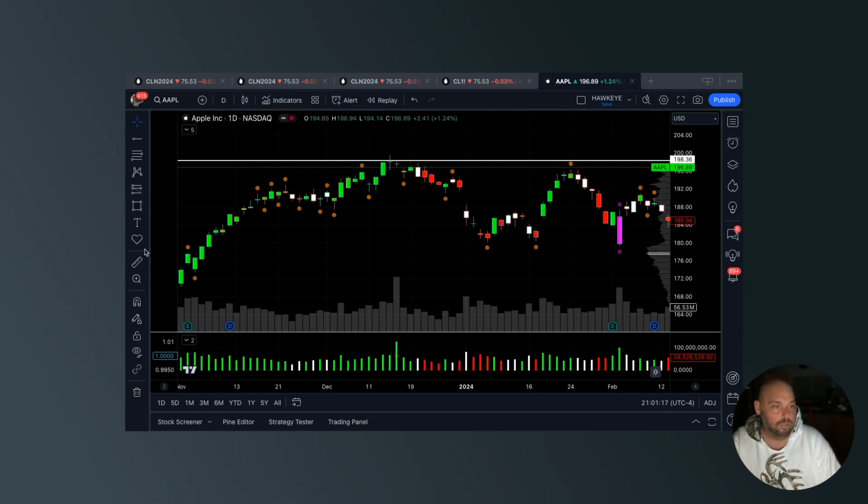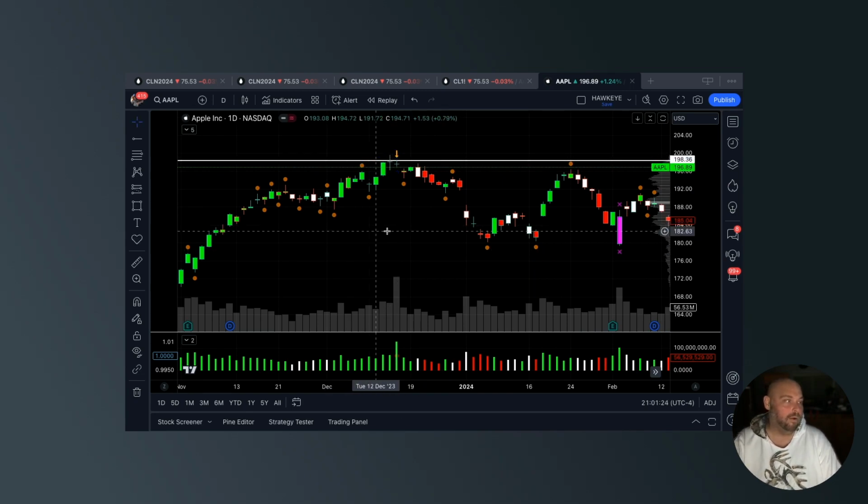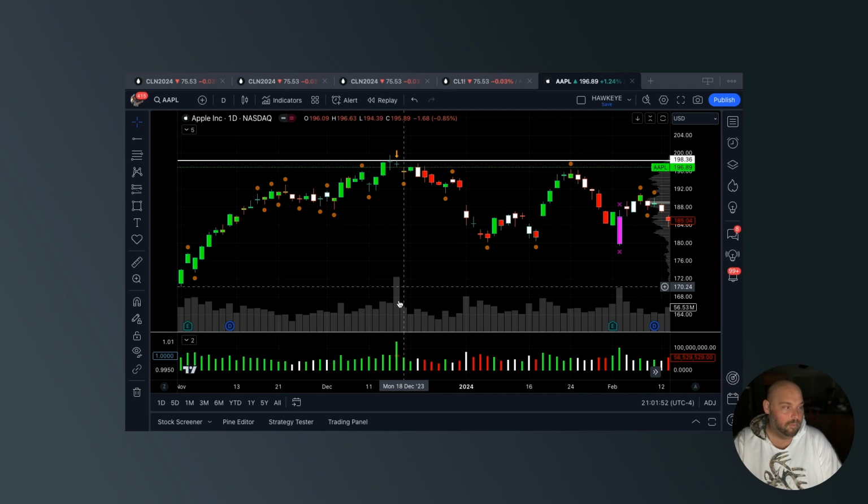I want you to very specifically look at one tiny, and I mean tiny, minuscule candle right there. This candle opened at 197.53. It had a low of 197 and a high of 198.40. So it had a total movement of about 87 cents throughout the entire day. That's nothing for one of the most heavily traded stocks in existence. But look at the volume.